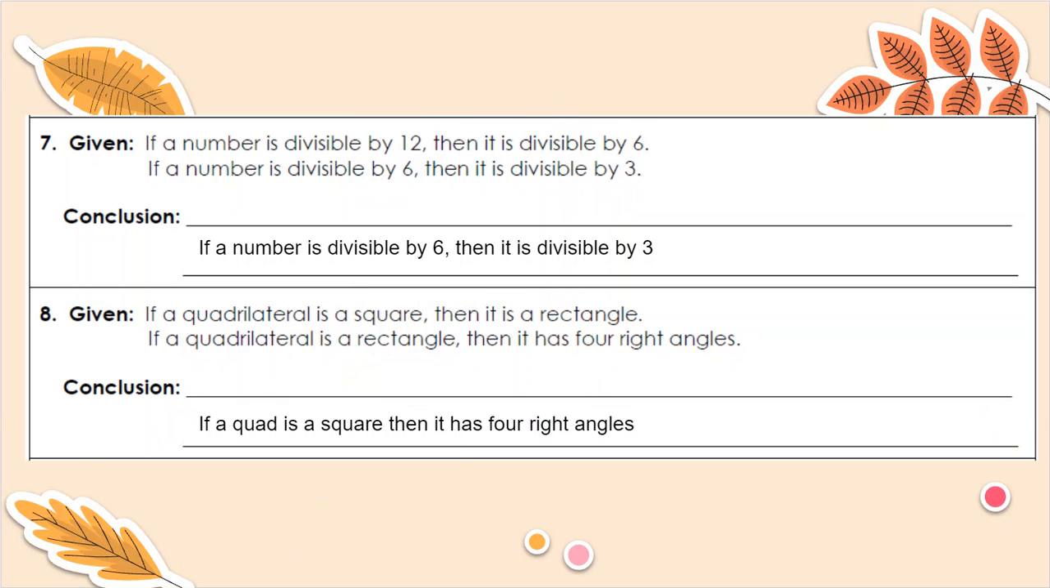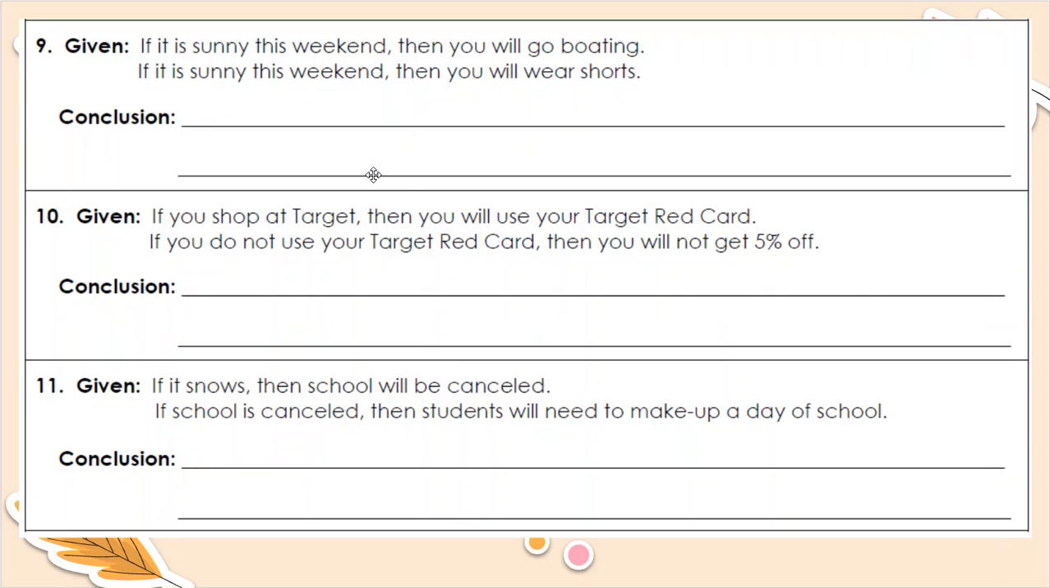All right, now let's look at a couple of exceptions. So for number 9, we have if it is sunny this weekend, so we have sunny weekend for P, then you will go boating. Who goes boating? I don't know, I guess these people go boating. So if it's sunny, then you will go boating.